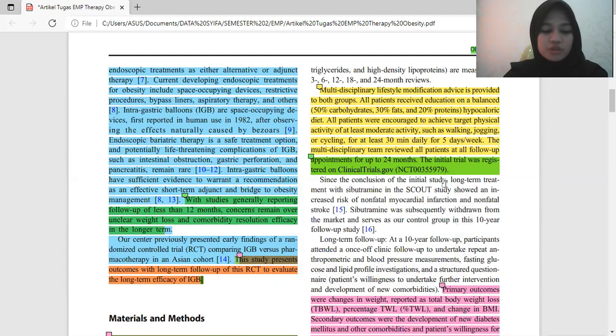The last is number 25, sources of funding and other support, such as supply of drugs, and role of funders. Number 25 is not available.